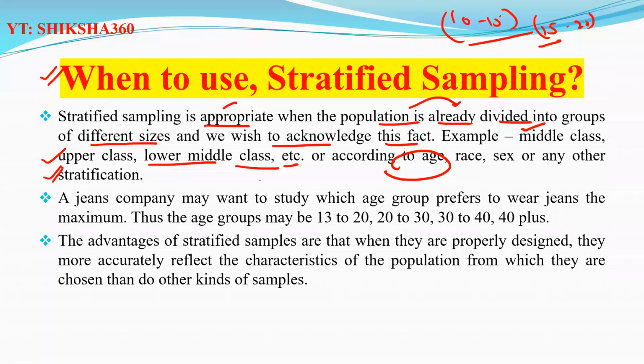A jeans company may want to study which age group prefers to wear jeans the maximum. Thus the age groups may be 13 to 20, 20 to 30, 30 to 40, or 40 plus. First of all they will form the groups, and after that they will analyze or take the review to see which age group is preferring to wear jeans. So now the advantages.